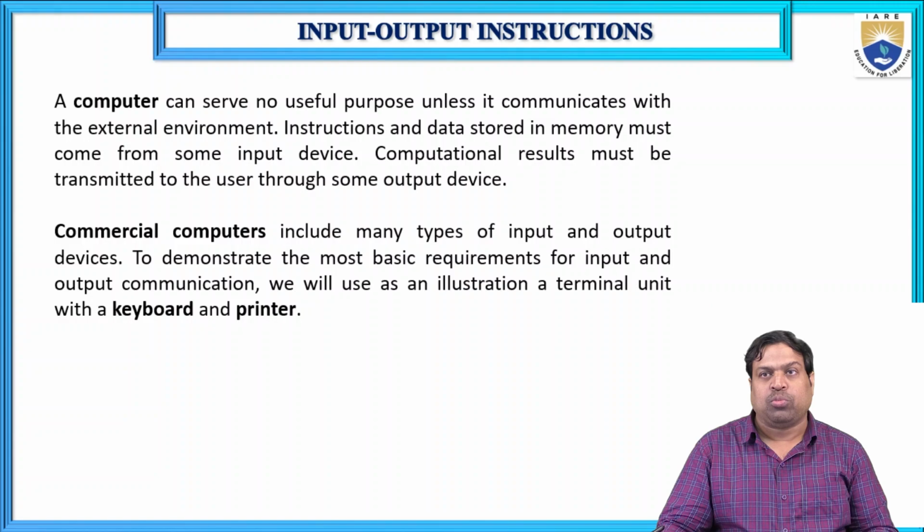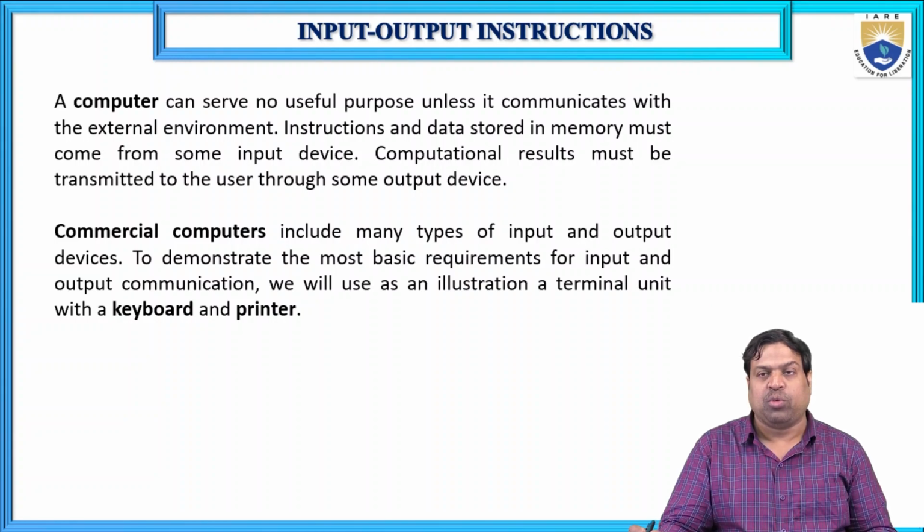In the input-output instructions, first of all, we have to look at what useful instructions are there for input-output and how we give the instructions to the computer. A computer can serve no useful purpose unless it communicates with an external environment. Instructions and the data stored in memory must come from some input device. Computational results must be transmitted to the user through some output devices. Commercial computers include many types of input-output devices to demonstrate the most basic requirements for input and output communication. We will use as an illustration a terminal unit with a keyboard and a printer.